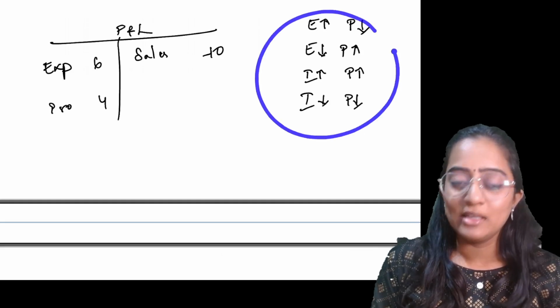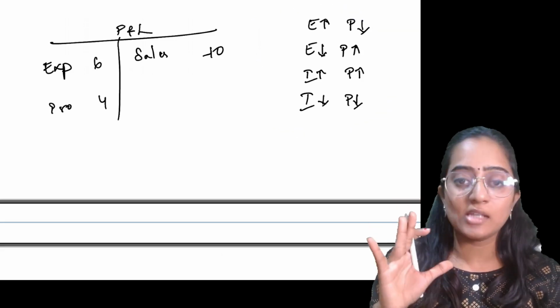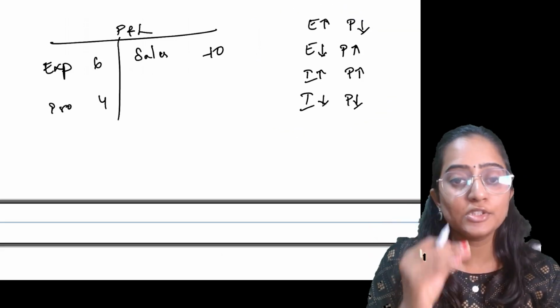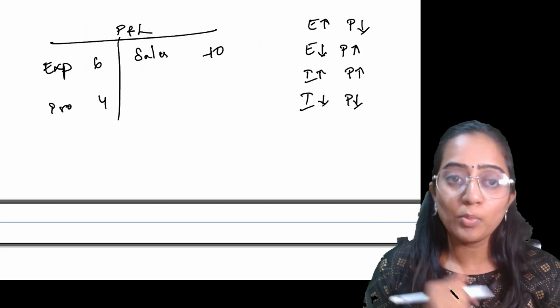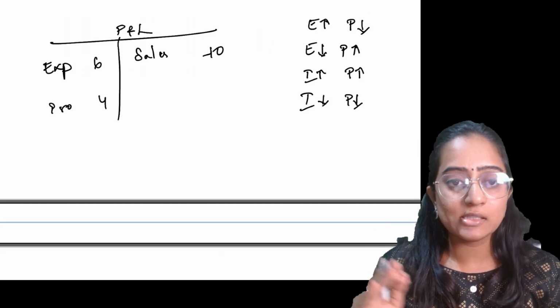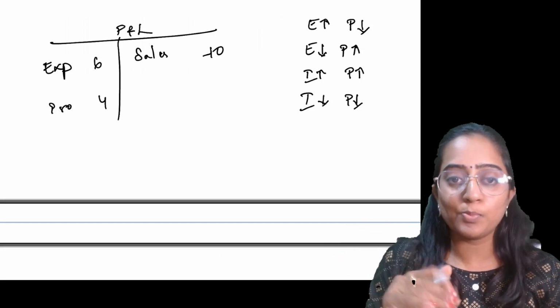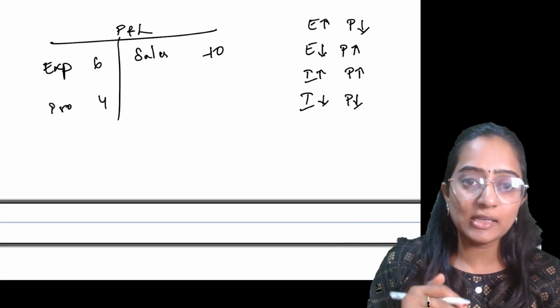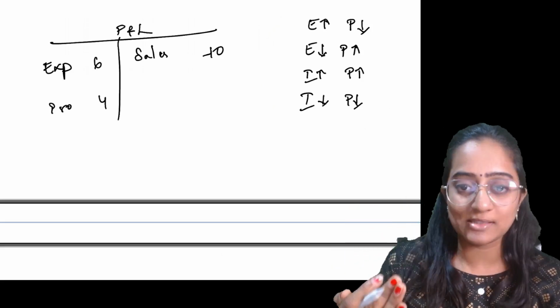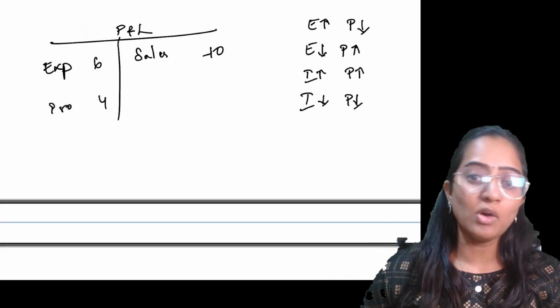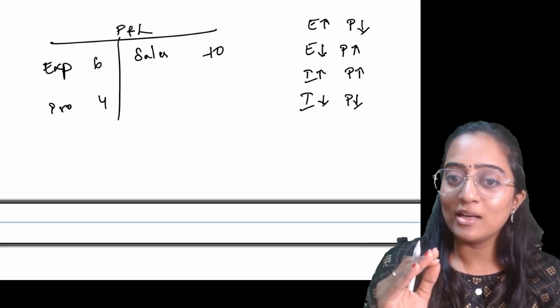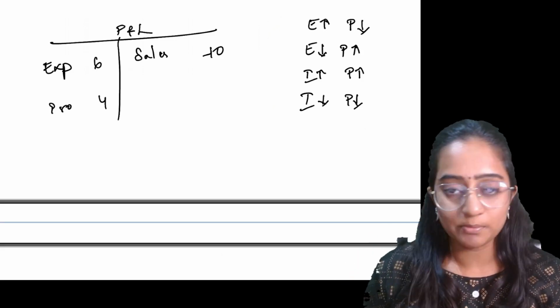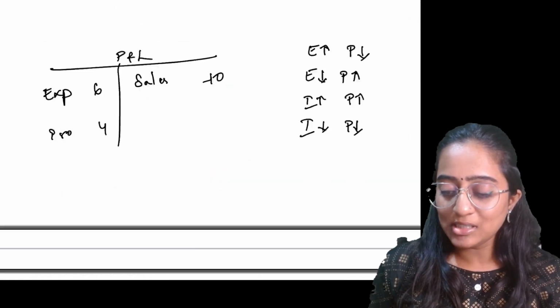This is the effect that you should clearly understand in case of your PGBP, that is, your profits and gains from your business or profession. Clear? Sales, that is income, increases, profit increases; income decreases, profit decreases. Expenses increase, profit decreases; expenses decrease, profit increases. These are the two effects which you need to understand very, very clearly.